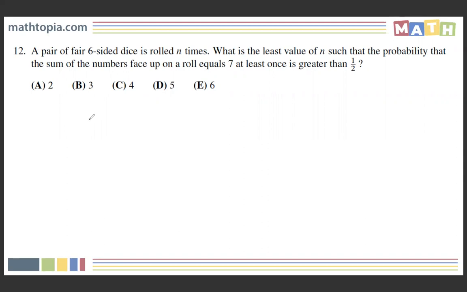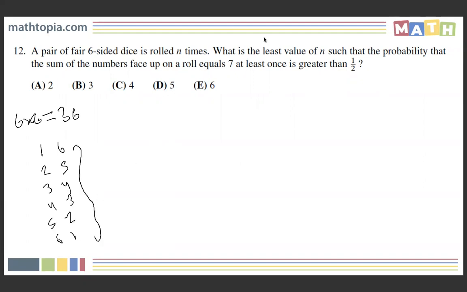So let's think about it. What is the probability that on two six-sided dice the sum of the numbers is 7? Well, there are 36 possible outcomes, 6 times 6. And there are 6 possibilities for the sum to be 7: 4 and 3, 5 and 2, 6 and 1, and so on. These are our 6 possibilities. Therefore, the probability is 6 out of 36, which is 1 out of 6. So the probability of it not occurring is 1 minus 1 over 6, which is 5 over 6.